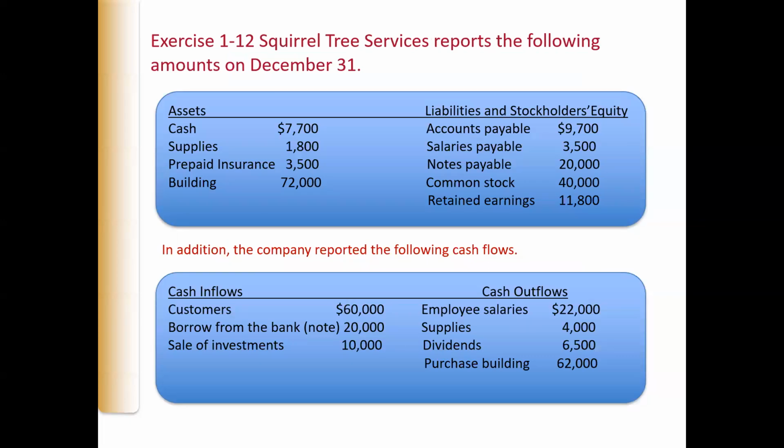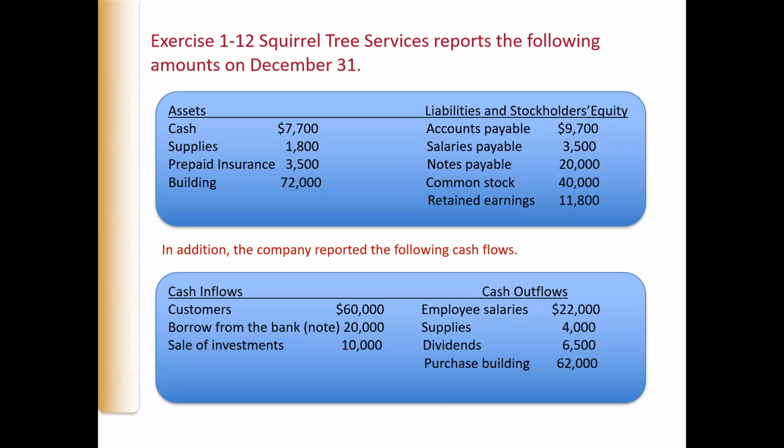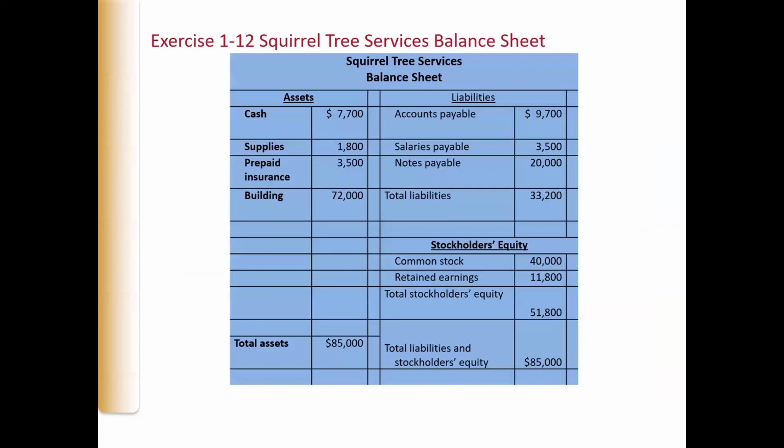We can take our assets, the cash, the supplies, the prepaid insurance, and the building, total $85,000. Then we can take the accounts payable, salaries payable, and notes payable, all liabilities, that total $33,200. Then we've got our common stock and our retained earnings, that total $51,800, where the total of liabilities and stockholders' equity equals $85,000. Just like our total assets. Do you see, guys, they always have to balance? Always have to balance.